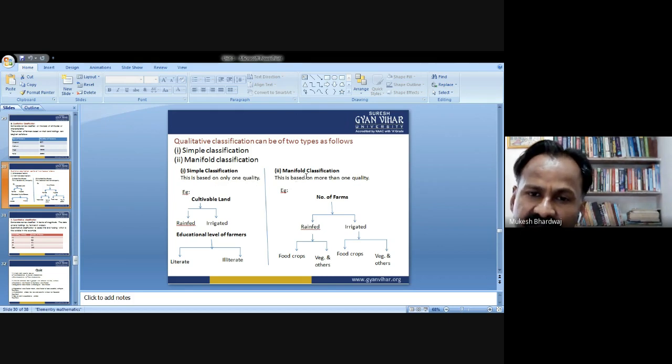Manifold classification is based on more than one quality. The main heading is number of farms. How many farms are rain-fed, how many farms are irrigated. After that, how many rain-fed farms are producing food crops, how many rain-fed farms are producing vegetables and others, what is the area of irrigated farms producing food crops, and irrigated farms producing vegetables and others. Okay, so this is the manifold classification under qualitative classification.